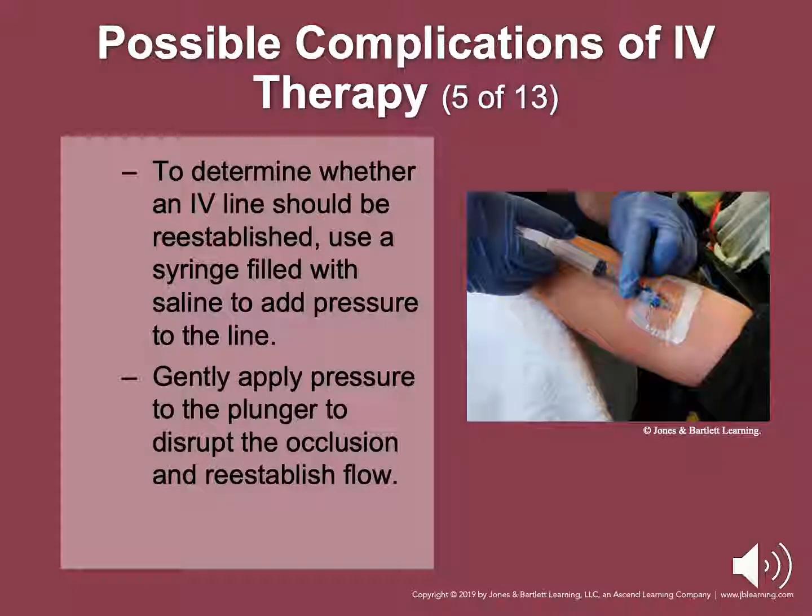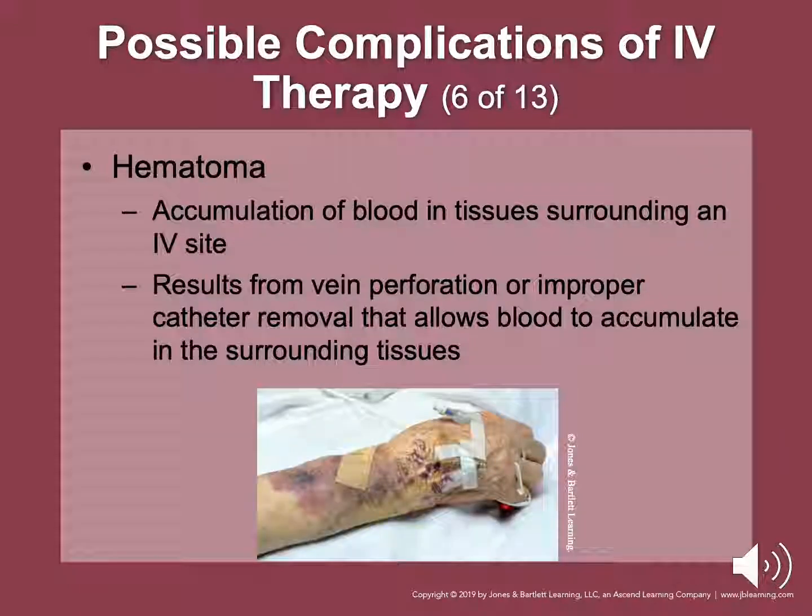All right, hematoma. Pretty bad hematoma there in that picture. It is an accumulation of blood in the tissues surrounding the IV site. It results from vein perforation or improper catheter removal that allows blood to accumulate in the surrounding tissues. The blood can be seen rapidly pooling around the IV site, resulting in tenderness and pain.